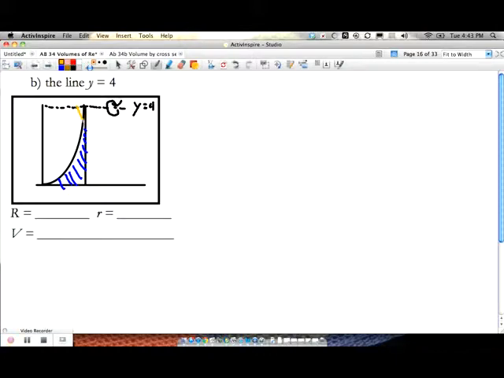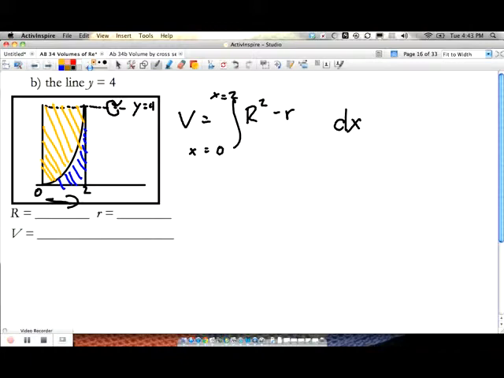So we have to ask ourselves, are we attached? No, we're not. We have all this empty space that we got to somehow get rid of. So we've got two radii to think about. We're going to have the volume equals the integral from, we still have the dx direction because we're moving from left to right here, from 0 to 2, from x equals 0 to x equals 2. And now we've got to figure out our big R squared minus our little r squared, and we've got to remember the constant pi on the outside.